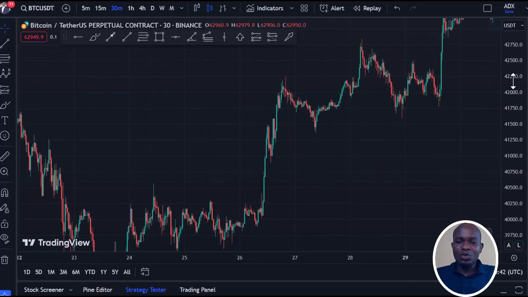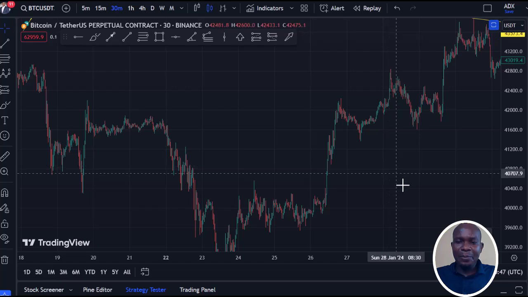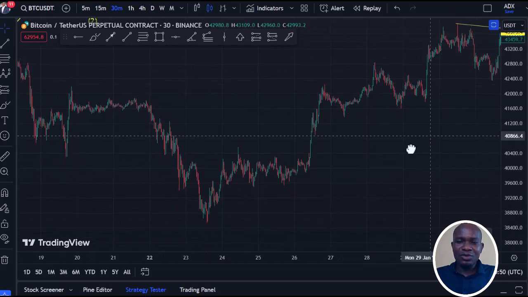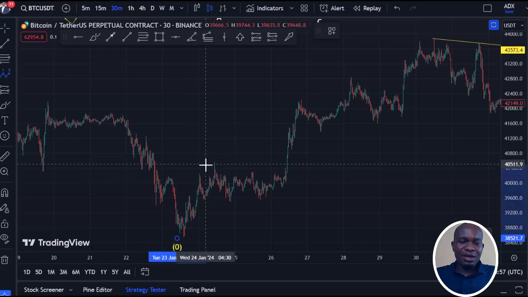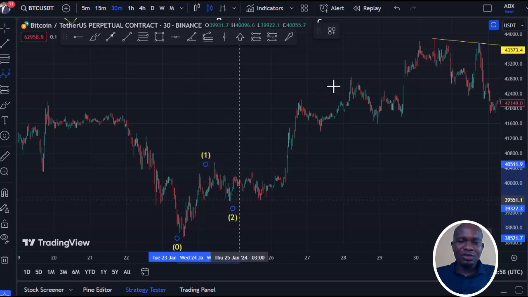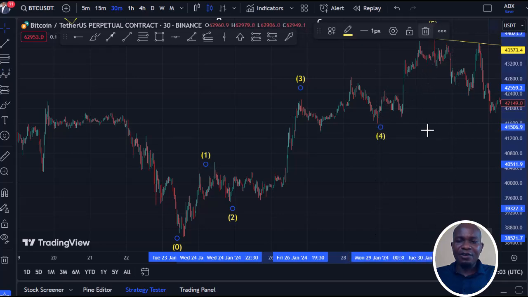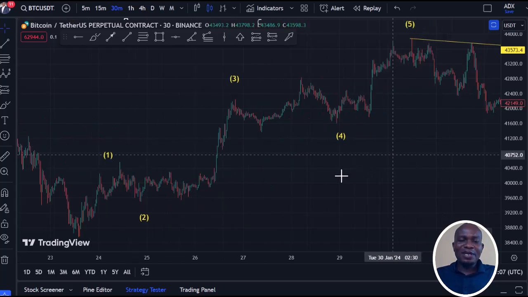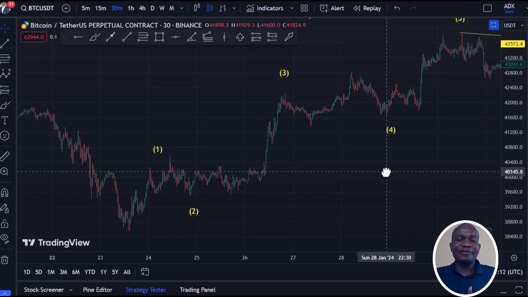All right, so looking at this wave here, we can see clearly a 5-move impulsive structure. Let me draw it so you'll be able to see it clearly. Let me bring out this 5 wave here. We have 1, 2, 3, 4, 5. Okay, this is a clear 5-move impulsive structure. Now, irrespective of the time you're coming, your job as a trader is to identify this move.